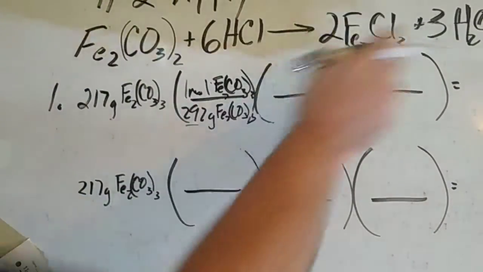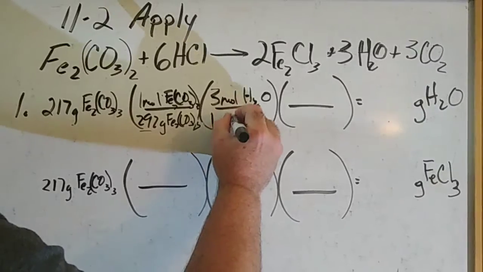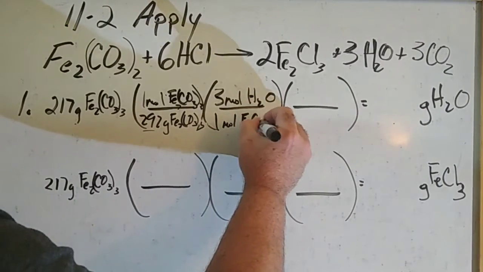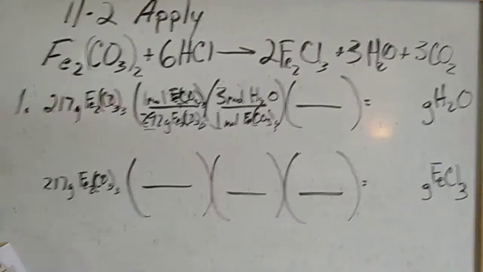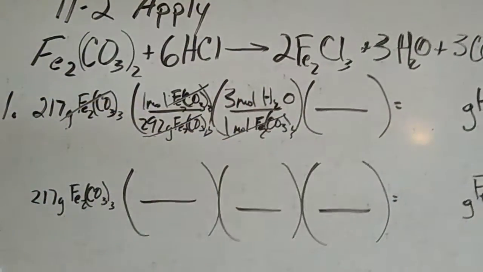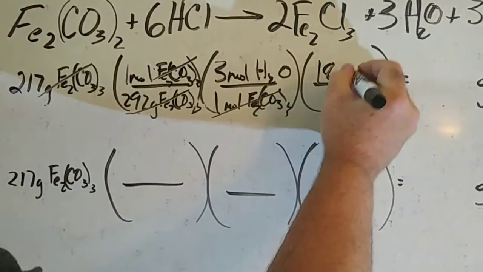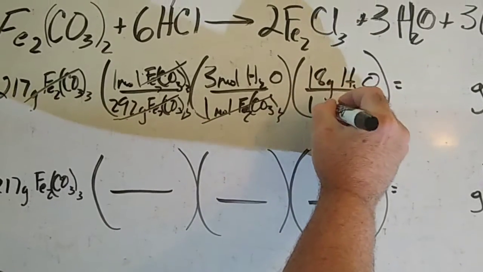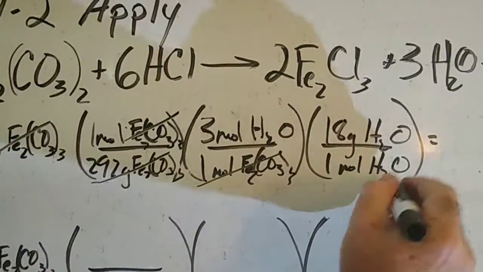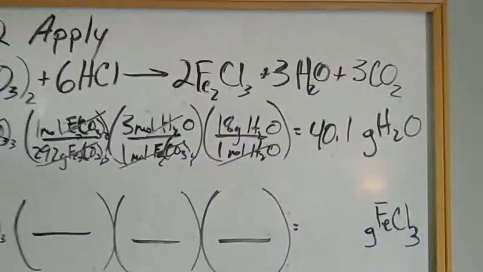Now, once I get to moles, I can look at my balanced equation and say, hey, I need water. So I know that 3 moles of water are equal to 1 mole of my iron 3 carbonate. Put my 2 there. Those grams cancel out. And then I just need to convert moles of water into grams of water. We know that there's 18 grams of water in every 1 mole of water. So those cancel out. We have 3 sig figs in the problem, so our answer has to be 3 sig figs. So you get 40.1 grams.